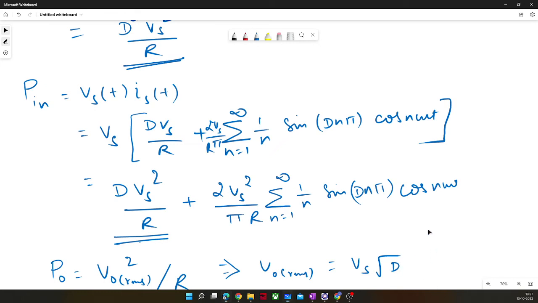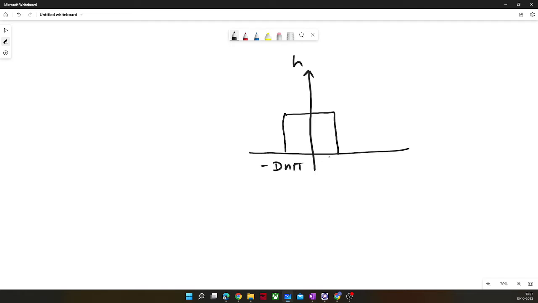So I am again just generalizing what I have discussed earlier. This kind of thing is called a switching function, and it is denoted as h, and it ranges from minus dn pi to dn pi, which would lie within minus t to t. Let's say its value is 1. So I'm just generalizing here.